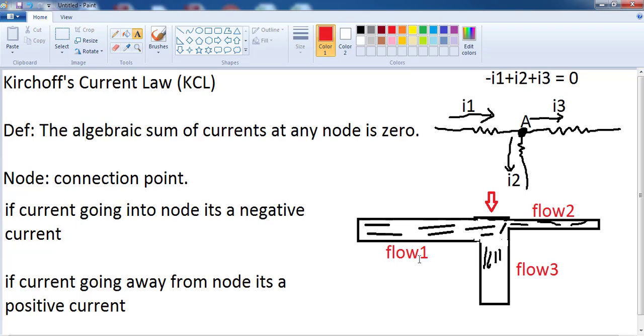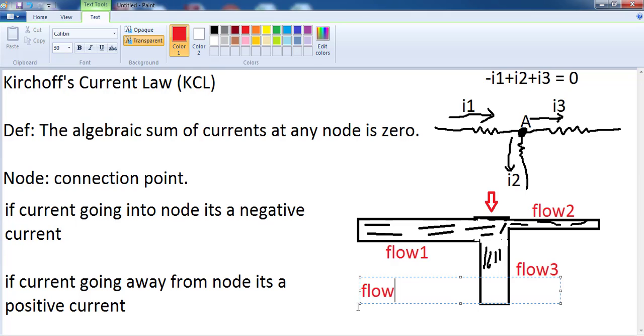So what we say is flow 1 is the main water hose. All its water comes through flow 1, and at the node it splits into two. Some of flow 1's water will go down flow 3 and some will go to flow 2. So the sum of flow 2 and flow 3 is equal to flow 1.